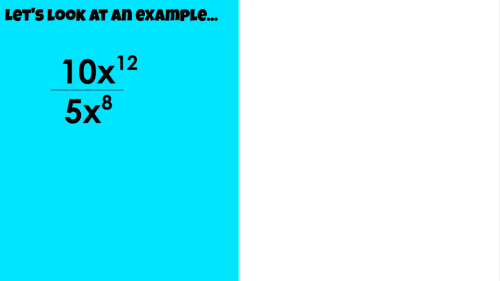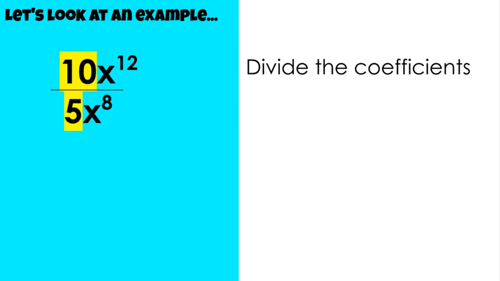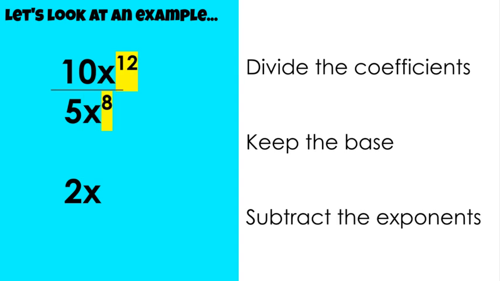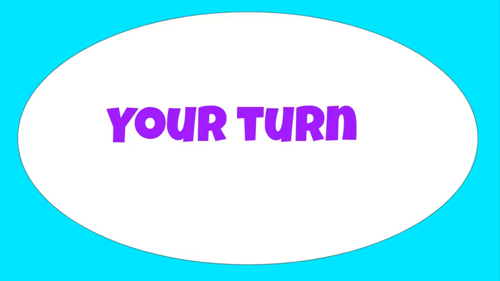In this example, we have 10x to the 12th power being divided by 5x to the 8th power. The first thing we're going to do is divide the coefficients. In this case, we have 10 divided by 5, which is going to give us 2. Then we keep the base, which is x, so we just bring it down. And last, we subtract the exponents, which in this case is 12 minus 8, which gives us 4. So our final answer is 2x to the 4th power. Now it's your turn to try a few examples.